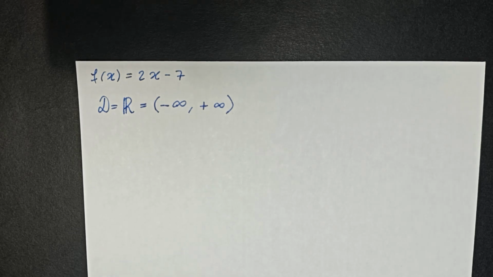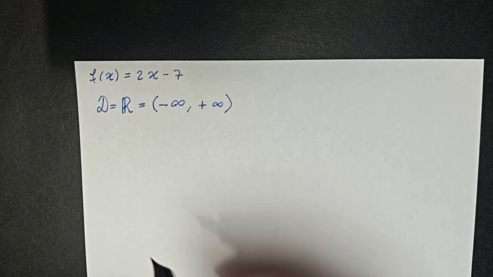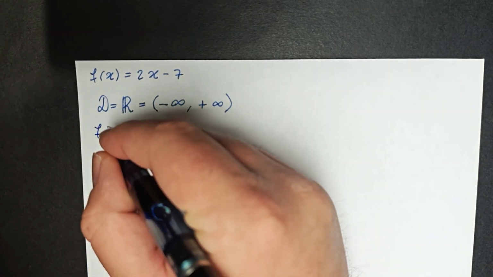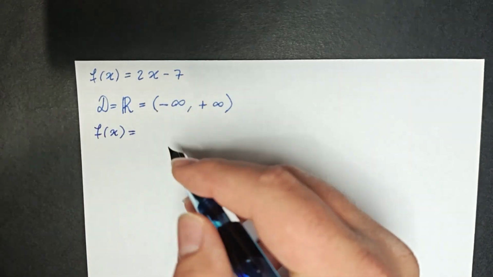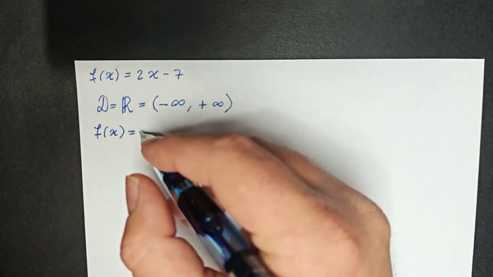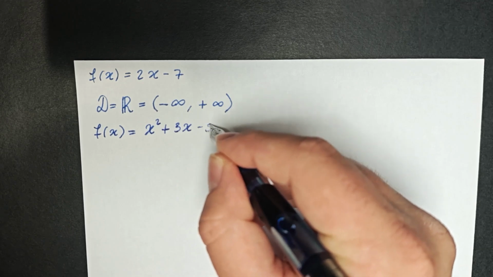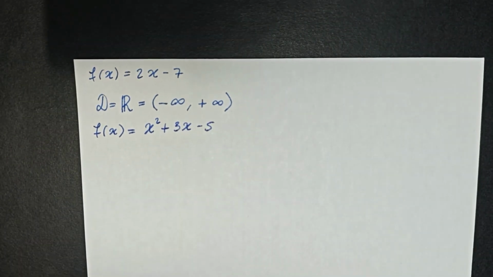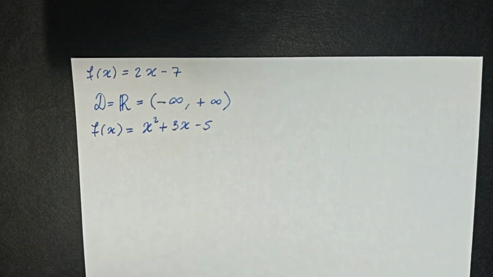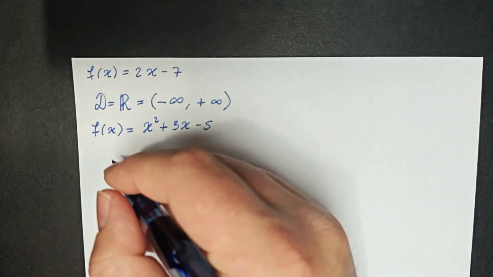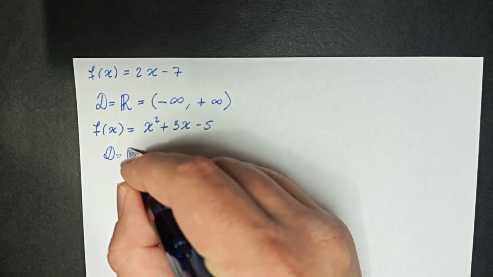Let's observe the second case, a case a little more complicated than this one, but not by too much. Let's observe the function f, which is defined as x squared plus 3x minus 5. As you can see, in this case, we are dealing with a quadratic function. The domain is again the entire set of real numbers R.